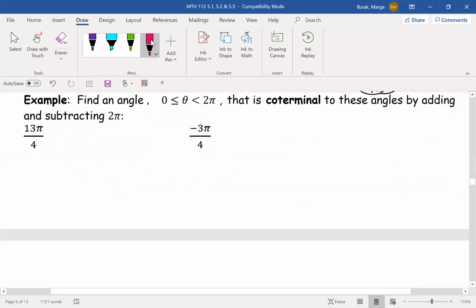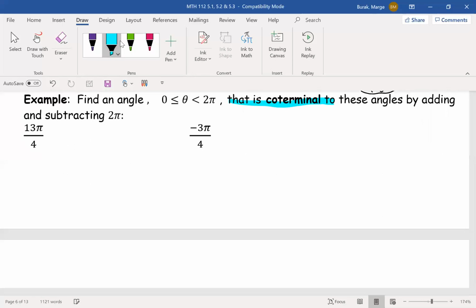Okay. Now, here's one more skill. We've done this before, only we did it in degrees. So I want to find an angle that's coterminal with these. That means it's the same angle, only it goes around the circle once, going one way or the other. And this time I want it between 0 and 2 pi radians. Okay, so what does that mean? That means this is 0, all the way around is 2 pi.